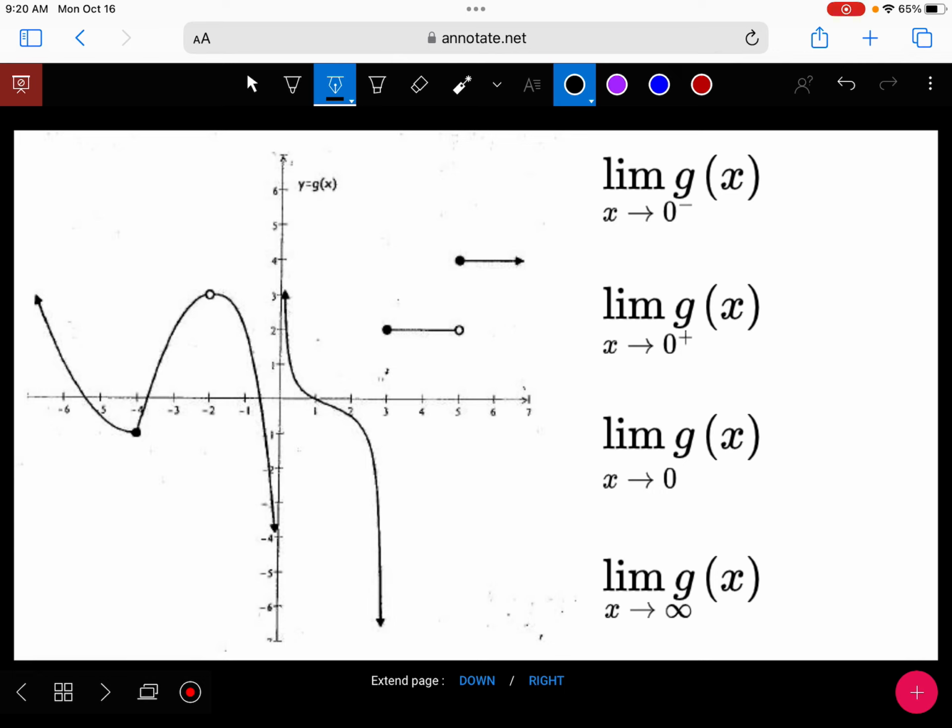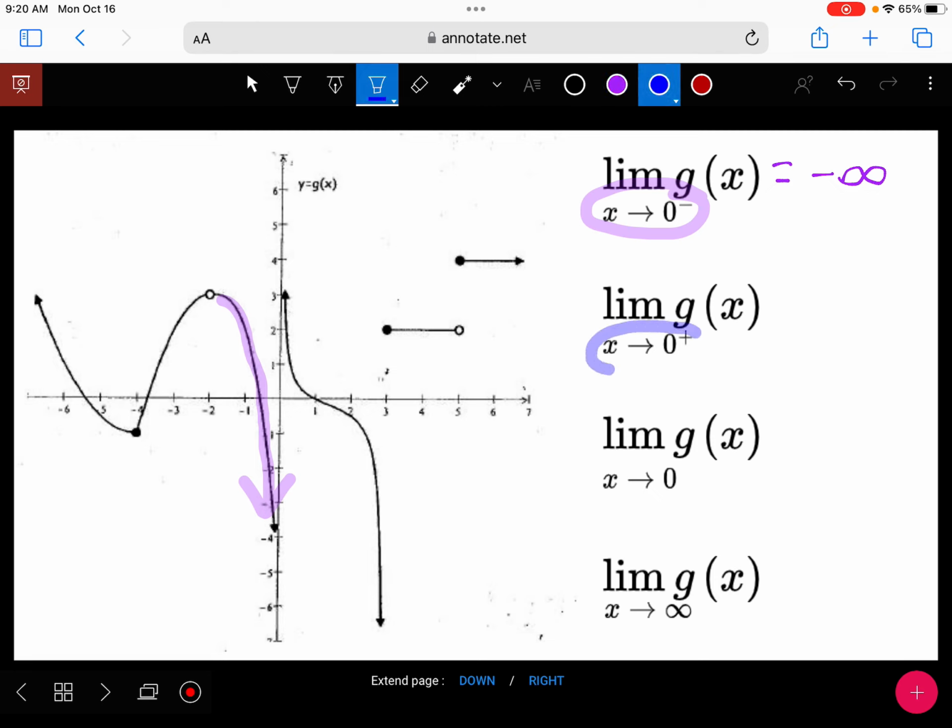So then we're going to do 0. I've got 0 from the left, 0 from the right, and 0 period. So, as x approaches 0 from the left, where is it going? What is it approaching? -infinity. So the limit of g of x as x approaches 0 from the left is -infinity.